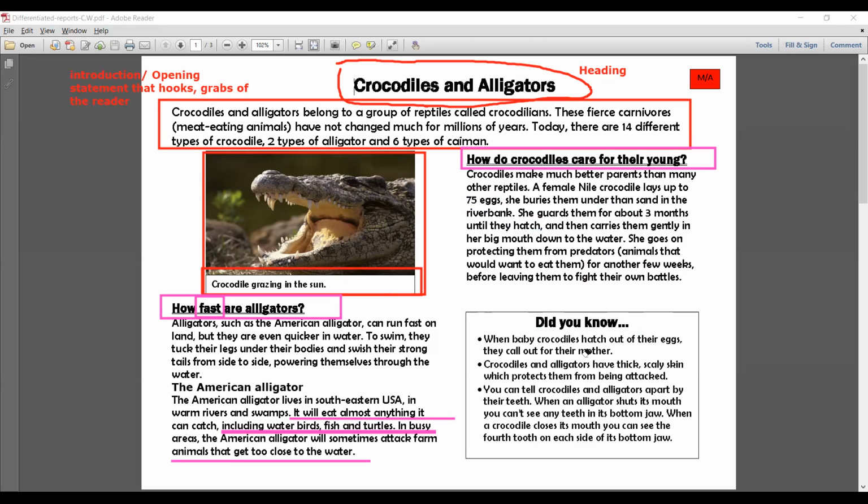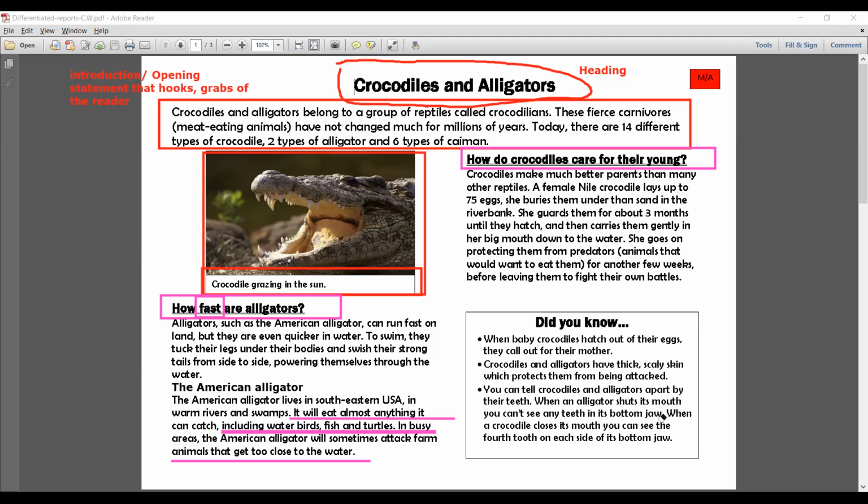When baby crocodiles hatch out of their eggs, they call out for their mom. Crocodiles and alligators have thick, scaly skin. Their skin has scales, it's not soft, which protects them from being attacked. So it's actually a nice thing. You can tell crocodiles and alligators apart by their teeth. This is how you can differentiate between crocodiles and alligators through their teeth.